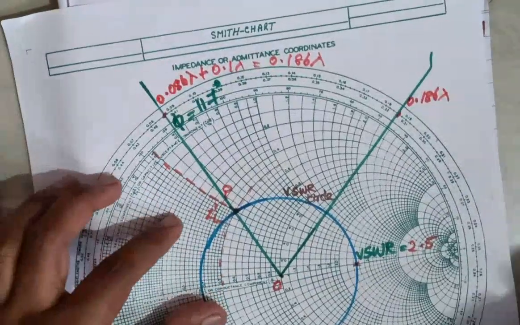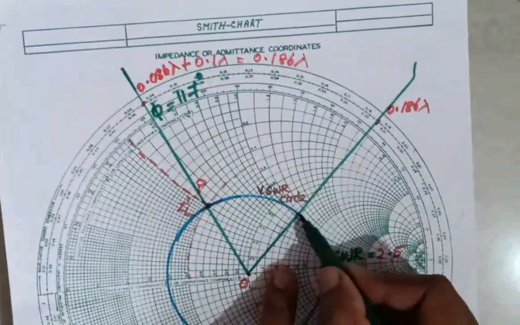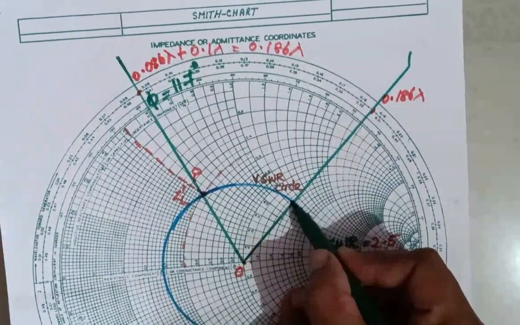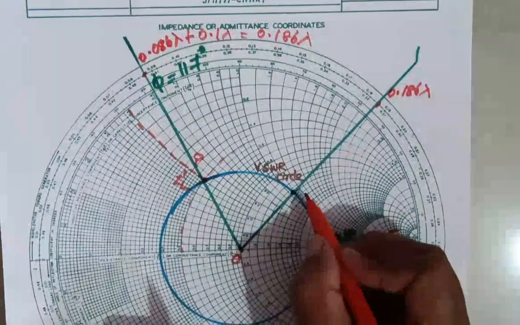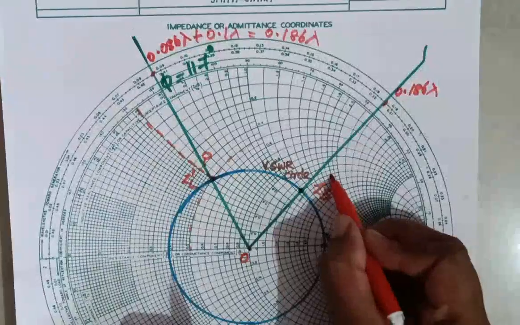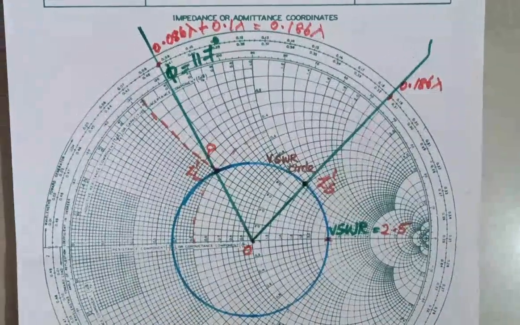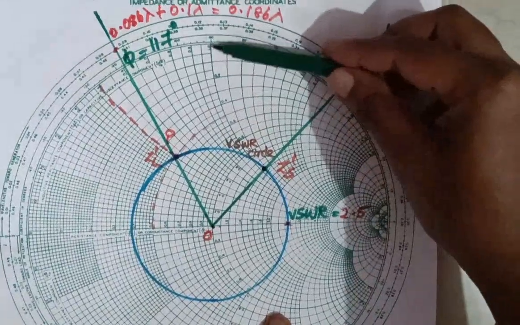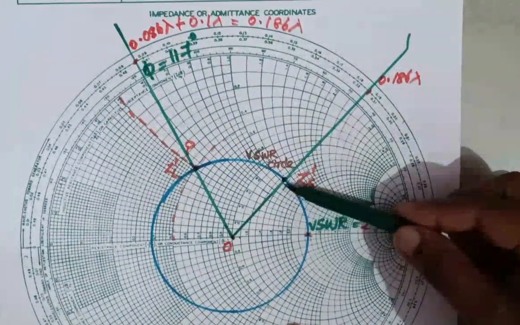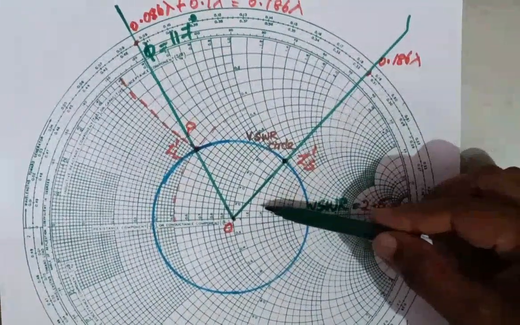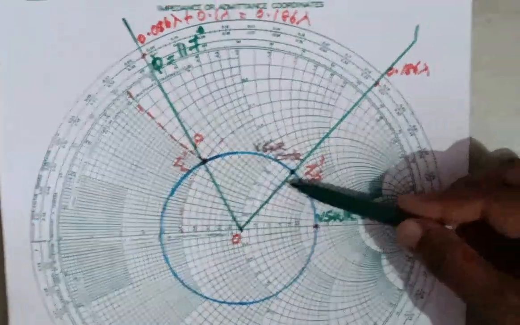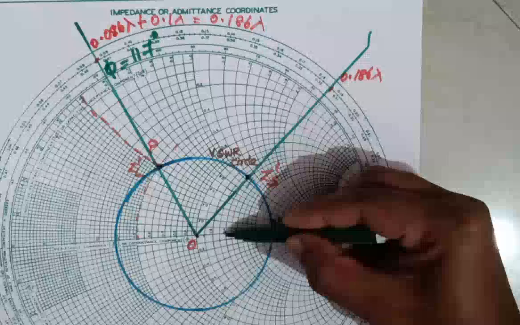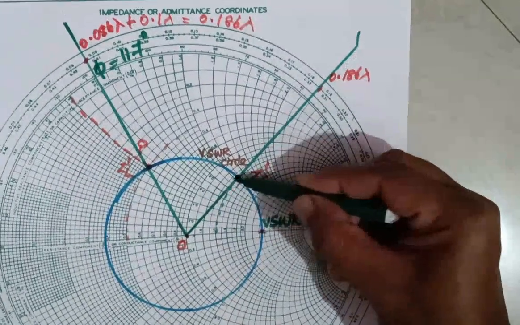Okay, that line will intersect at a point on the circle. That point will give you the normalized input impedance Zs dash. So first take the resistance circle, next take the reactance circle. What is the resistance circle value? This is the circle, and the value is 1.4.